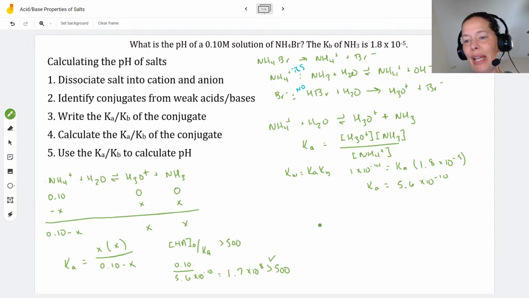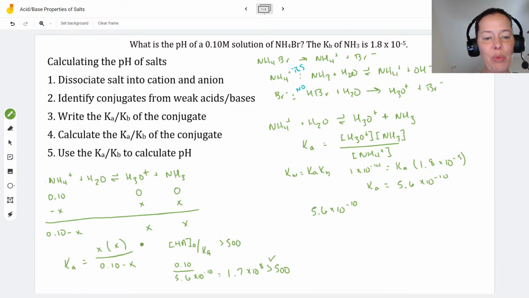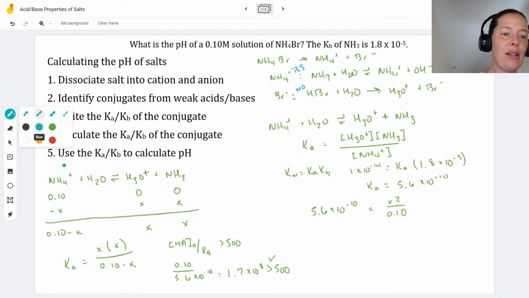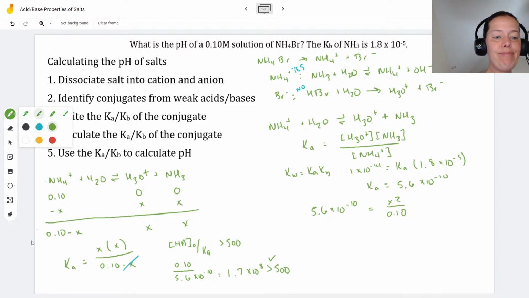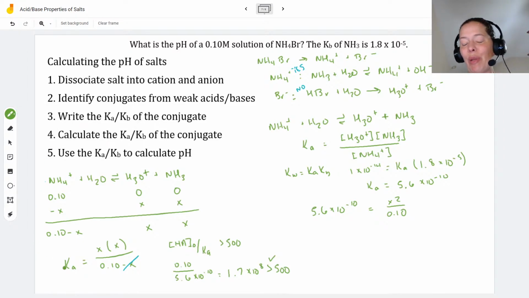So if I come back over here to my last little space, what I've got so far is my Ka, my 5.6 times 10 to the negative 10th, and I'm just pulling from this expression here, is equal to X squared over 0.10, because I can drop this minus X. Sometimes you can't drop the minus X, but I'm always glad when you can. So this means that solving for X becomes very, very easy. And so X equals 7.5 times 10 to the negative 6.